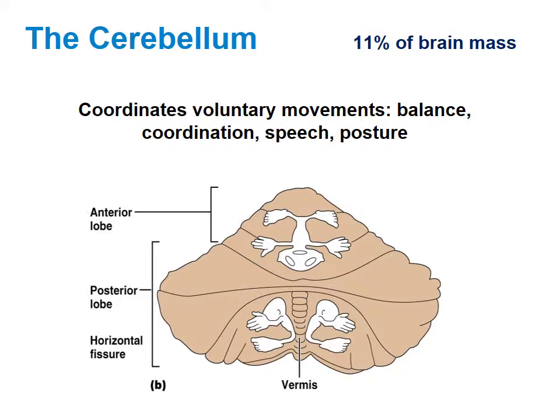The cerebellum is also large in humans. Our superficial cerebellar gray matter coordinates voluntary movements. It's also involved in physical balance and coordination, speech, and posture. Structurally, there are crossover tracts in the midline structure called the vermis, and large cerebellar lobes that contain nuclei.